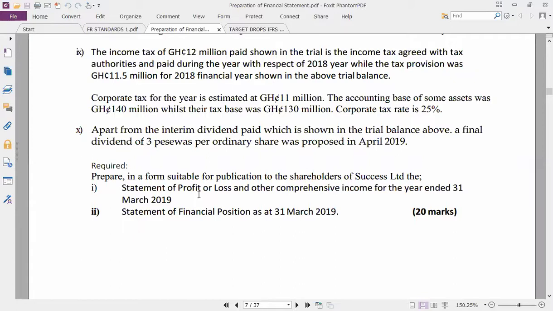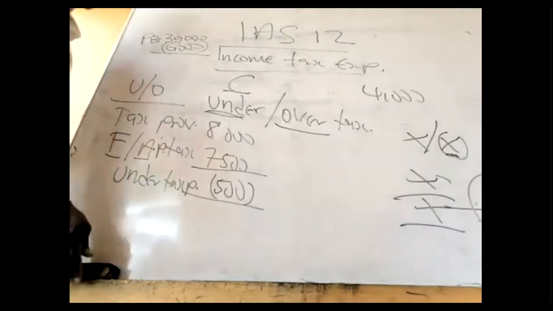That's the first point to establish. Second, they made a provision of what? 11.5 million, 11,500. But the final tax agreed was 12. So therefore, it's an under tax provision of what? 500. So let's go to the board and see how the presentation will look.